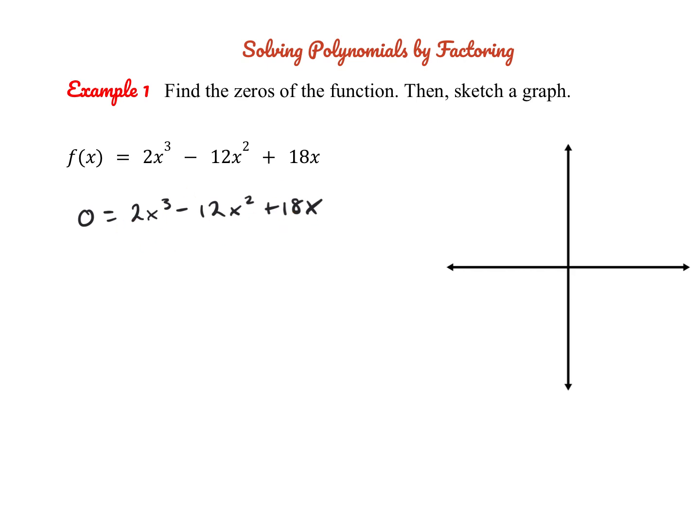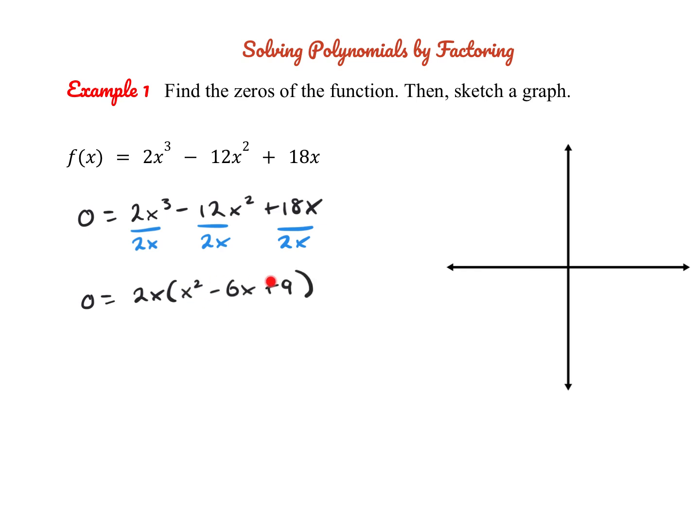I see that there is a GCF of 2x, so I'm going to divide it out and place it out front. Notice I'm not dividing both sides. You can never divide both sides by a variable. So I'm just going to factor it out. So minus 6x plus 9.